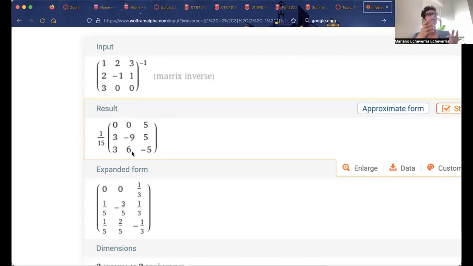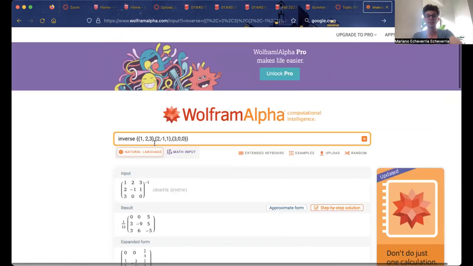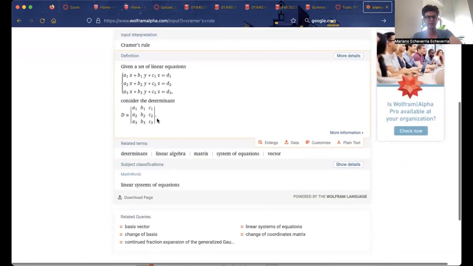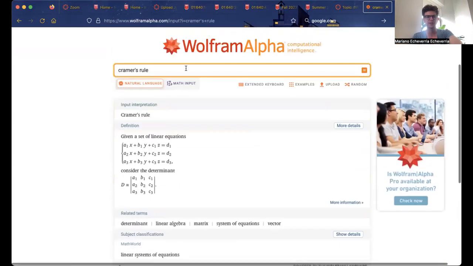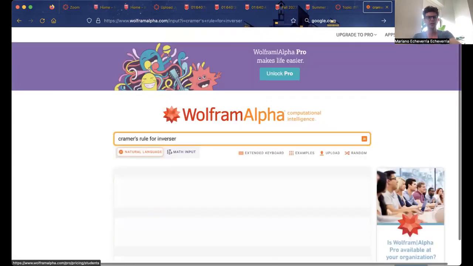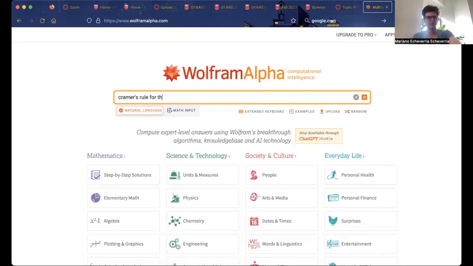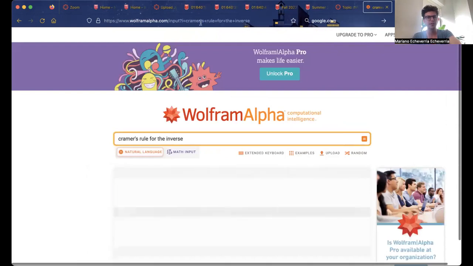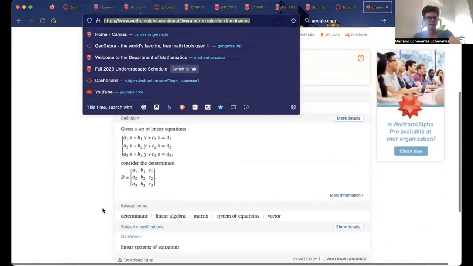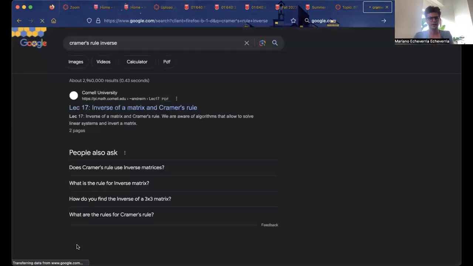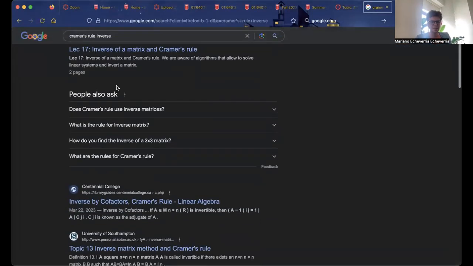I can show you what Cramer's rule says. That's what Wolfram is writing here. Okay, Cramer's rule for the inverse. Or if not, I can show it on Wikipedia. Let's see. Yeah. So here's the thing.